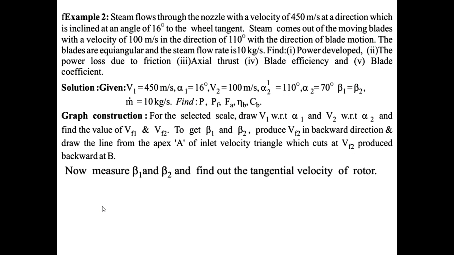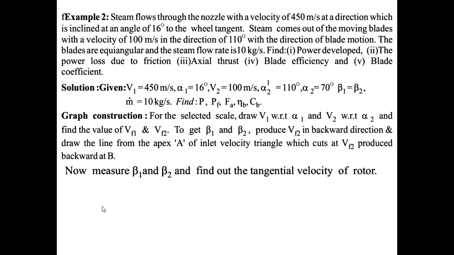Steam flows through the nozzle. Don't just listen to the lecture, imagine what I'm telling. Steam coming out of the nozzle is V1, with a velocity of 450 meter per second. I'll take the scale as 1 is to 50, so 450 divided by 50, and I will draw V1. Scale also I have told.